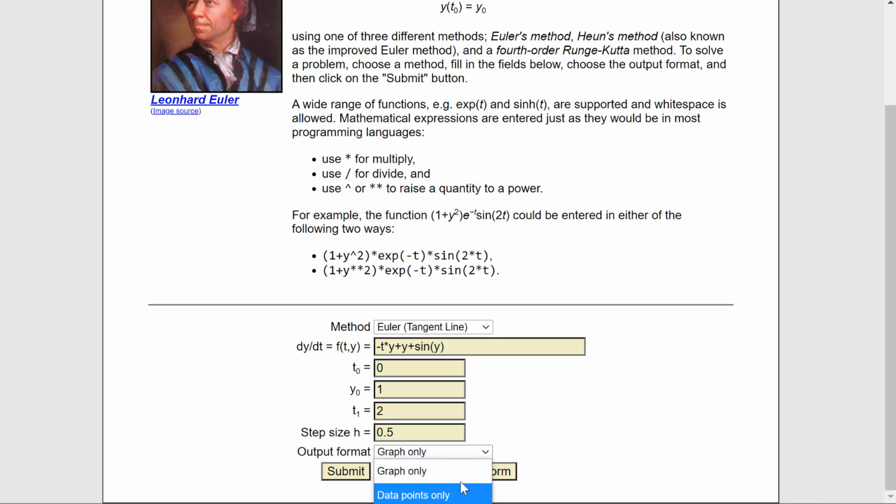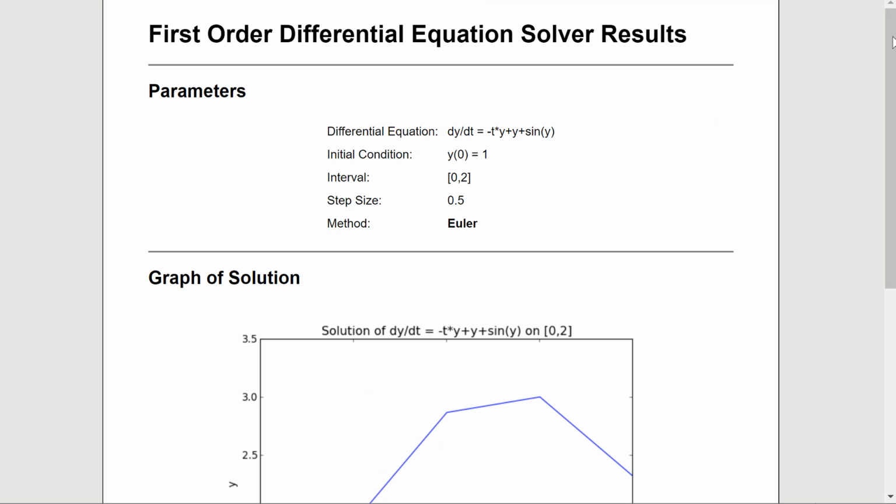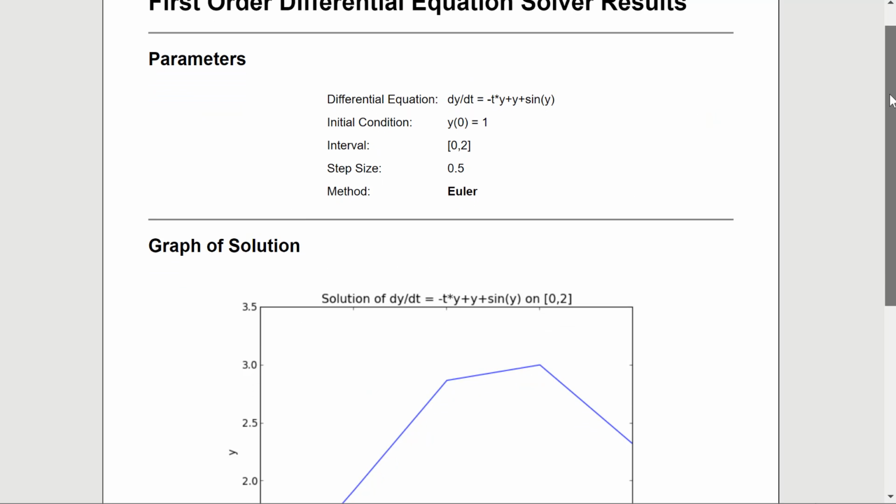So it's gone off the bottom of the screen here, but when you expand that, one of the choices is graph and data points. So that's what I've chosen here. And then I'm going to click submit. All right, and so we've got up here at the top the information we entered.